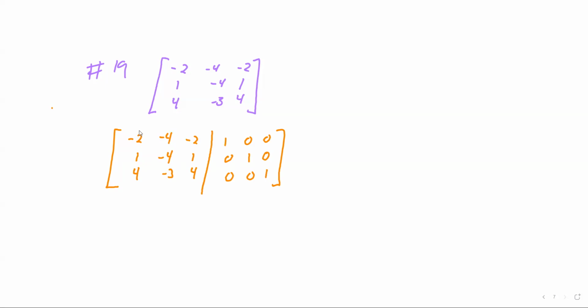If you remember the process, the goal is to make this a 1. So I'm going to do row 1 divided by -2 gives me row 1. So that would be 1, 2, 1, -1/2, 0, 0. And then I'm just going to rewrite these.